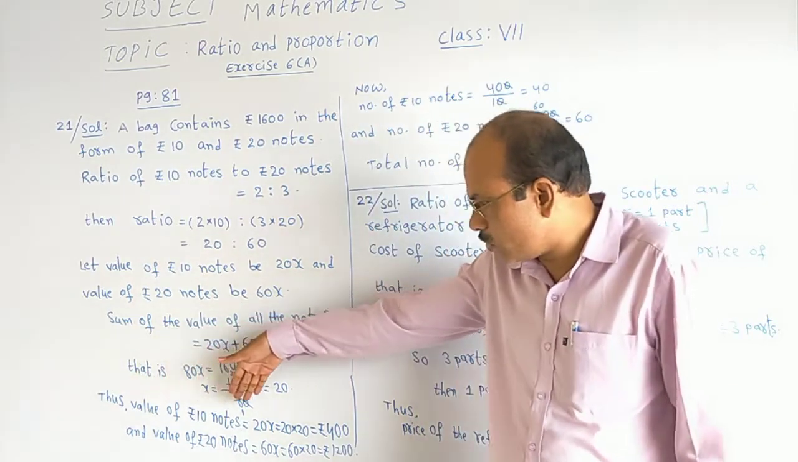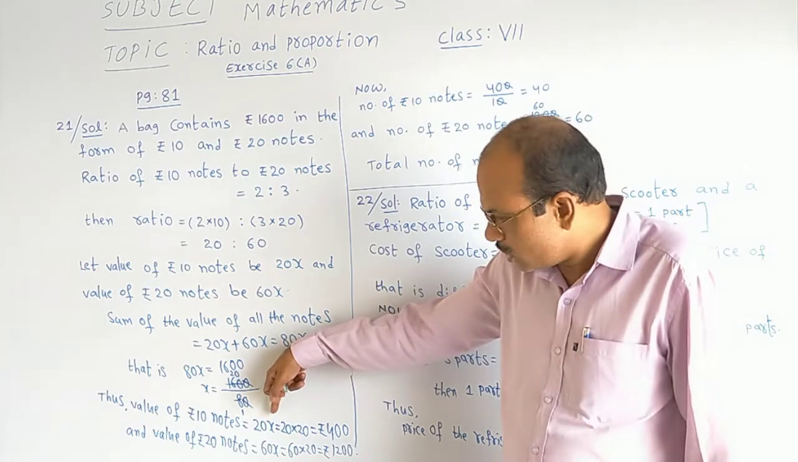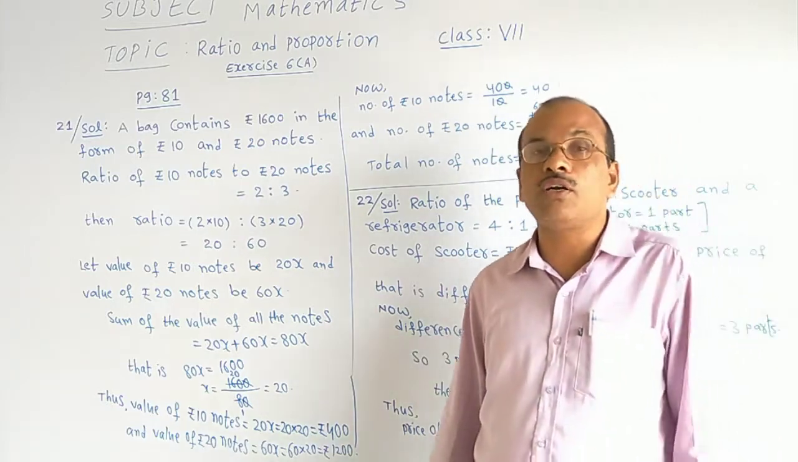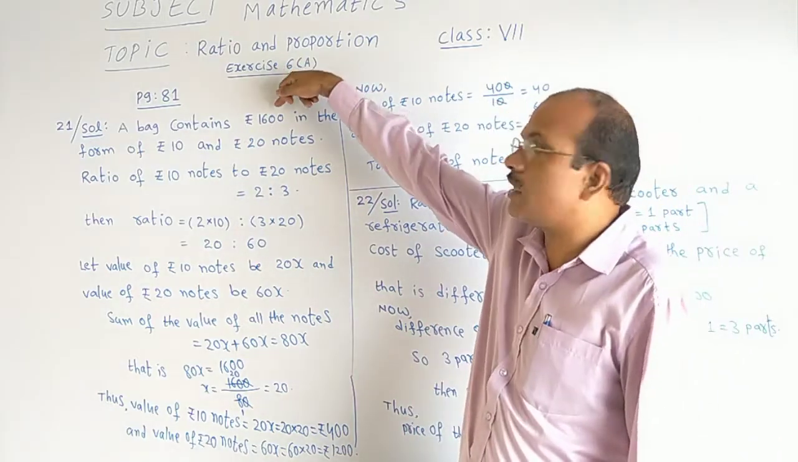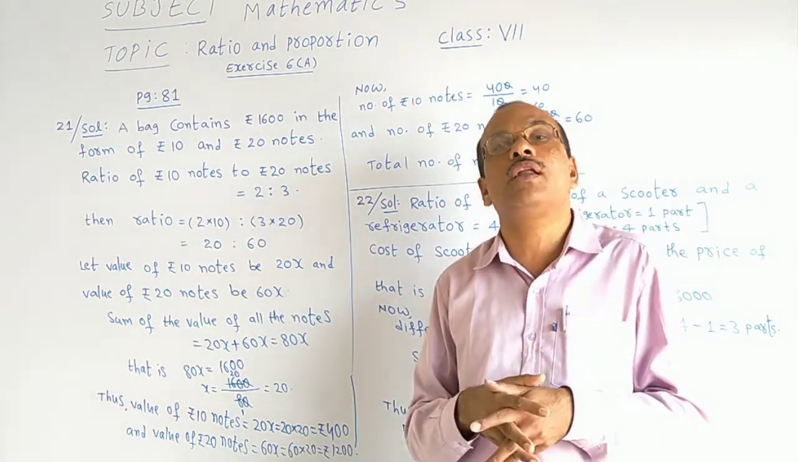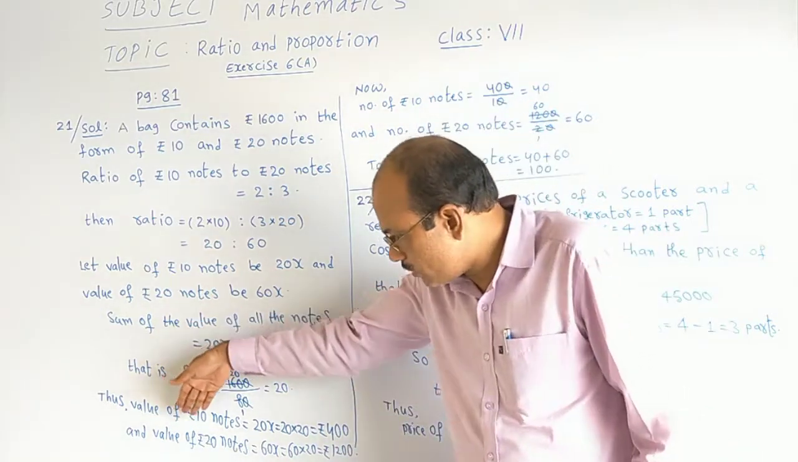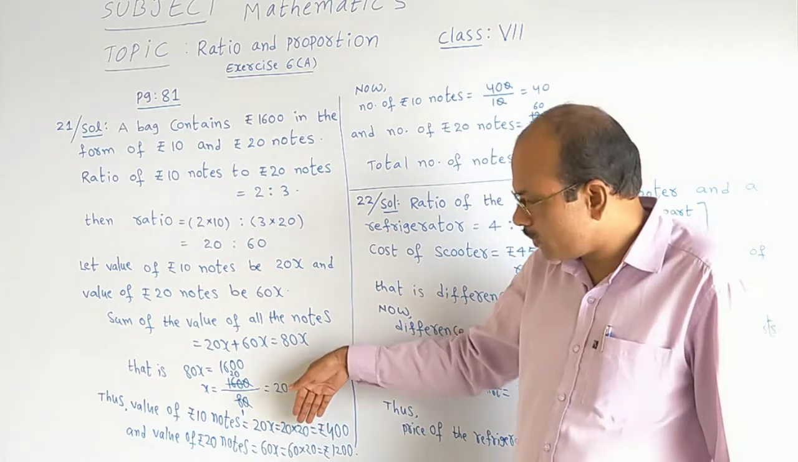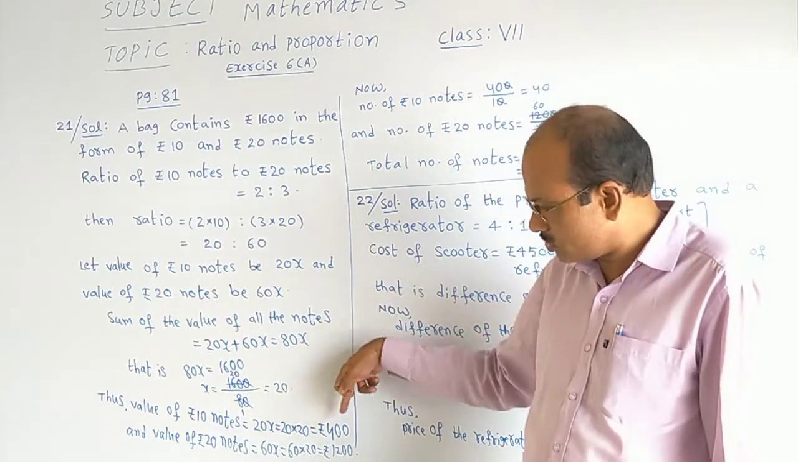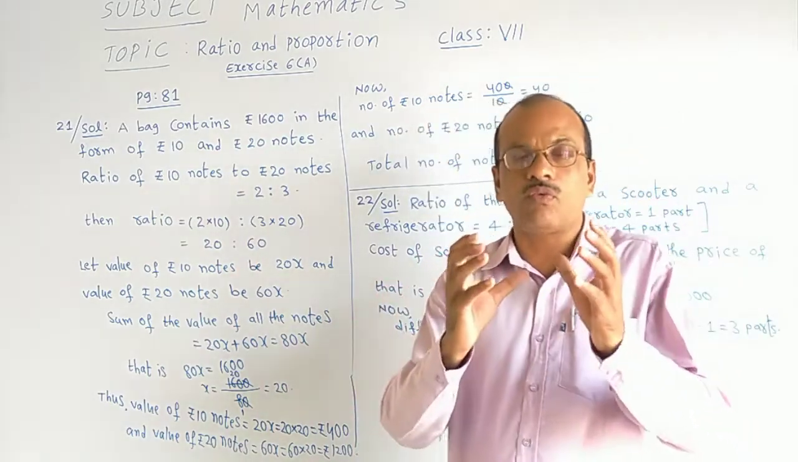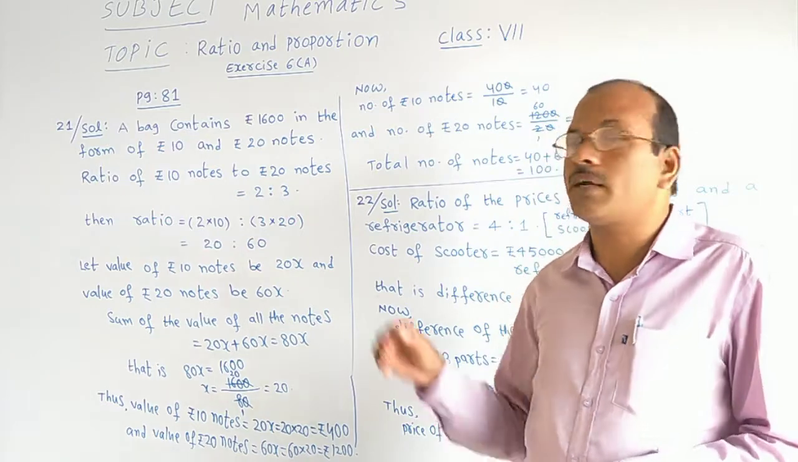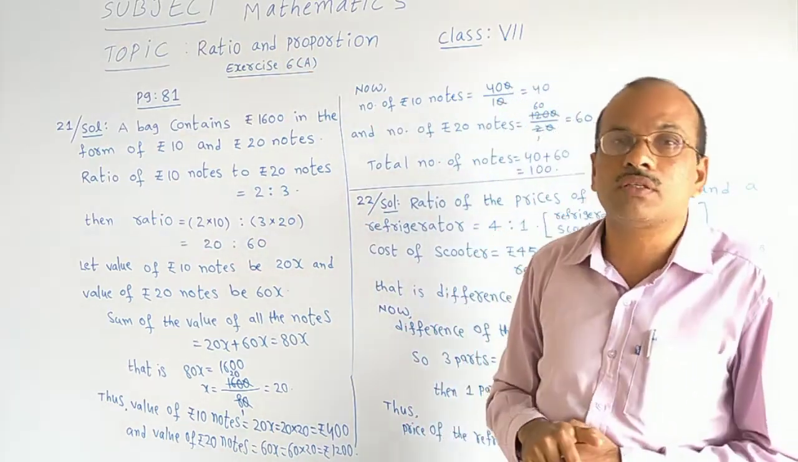Thus the value of 10 rupee notes we said 20x. 20 into x value 20, now we got 20 into 20, 400 rupees. So in the 1600 rupees, 400 rupees come from the value of all the 10 rupee notes. Same way, value of 20 rupee notes is equal to, we said 60x. 60 into x value 20 we got just now. 60 into 20 is 1200. So 1200 rupees is the value of all the 20 rupee notes which are there in the bag, with a total value of 1600 rupees.